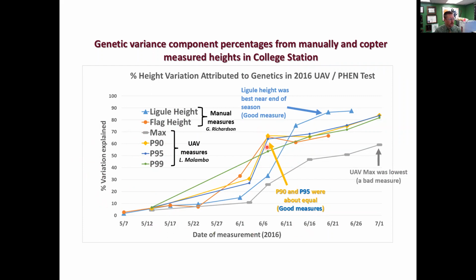We can see at this point, the UAV measurements actually did better than our manual measurements. And then when we get to the end of the season, the manual measurement, ligule height, is the most repeatable measurement, right? But look at how many more measurements we have from the UAVs.